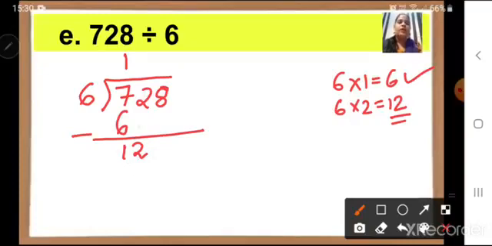Now we have to divide number 12 with 6. Okay. When 12 will go in 6's table, 6 twos are 12. Correct. So we will write here 6 twos are 12.